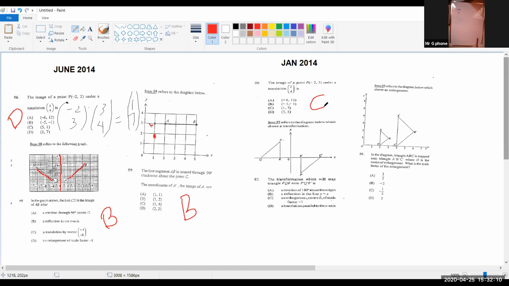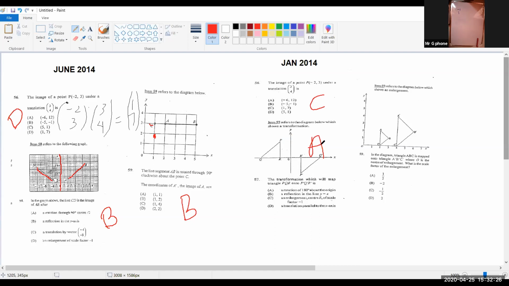If it moves from here to here, that's 90 degrees, and then from here to here is the next 90 degrees. So how many degrees is that? 180? So the answer is A. Let's look at the other one.